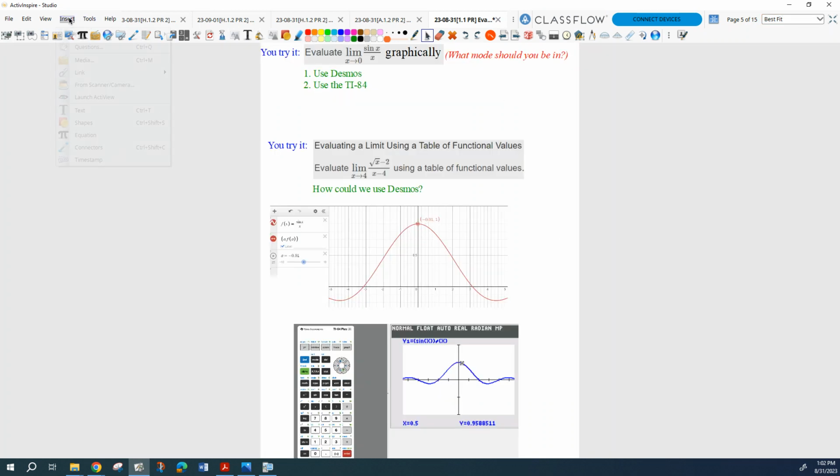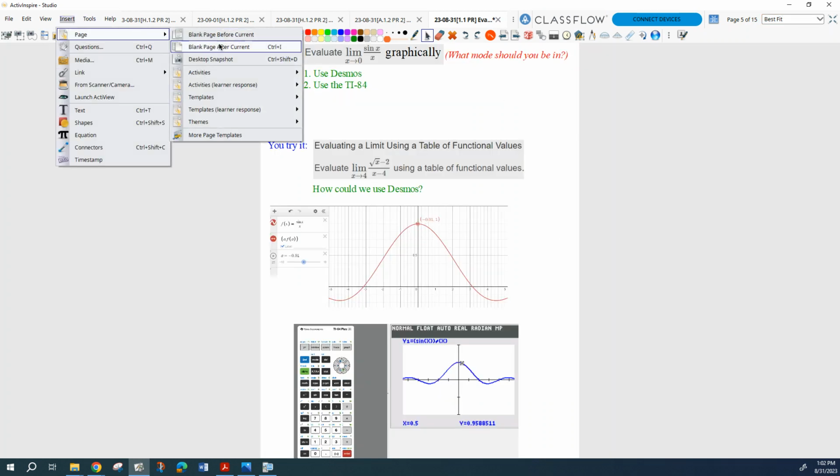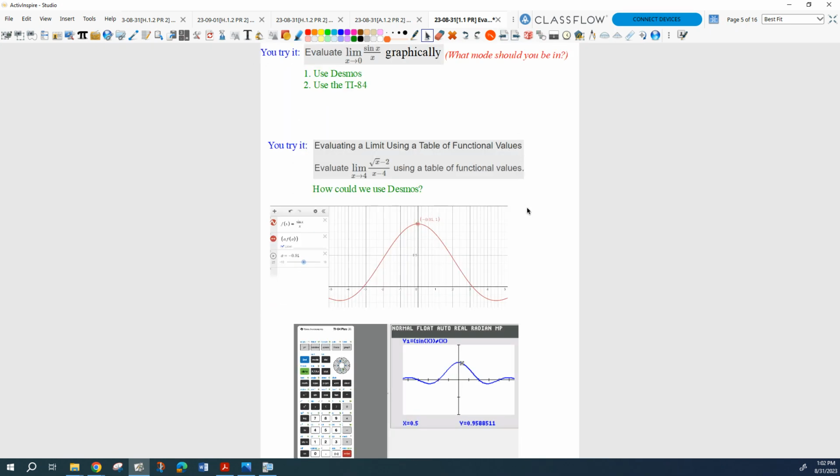I'm going to put some of these pictures on the next page. I'll just add a page. So they'll be on the PDF when you want to look at it. And then how could we do this using our calculators?